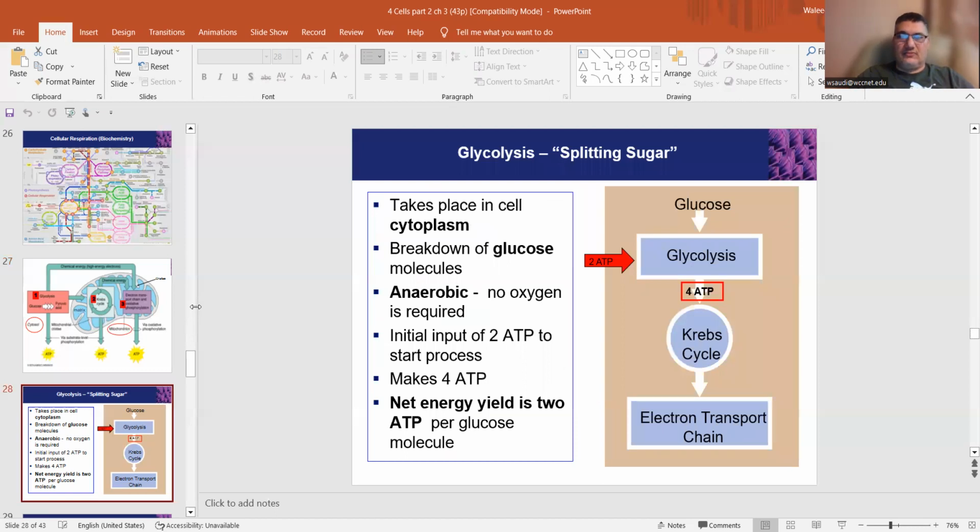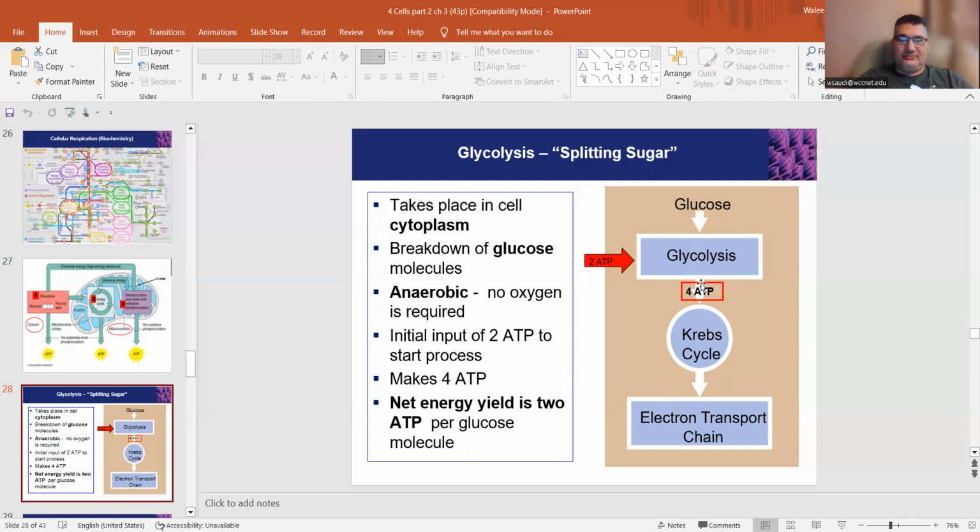What else? I already mentioned that glycolysis happens in the cytoplasm. The Krebs cycle and electron transport chain happen in the mitochondria. Glycolysis is anaerobic. The other two are aerobic because I need oxygen. How many ATPs did you get? 2, but it says 4 here. Yes, I understand, but you consume 2.